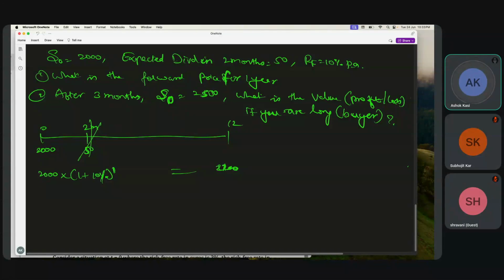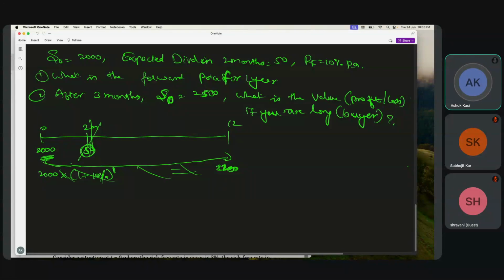2200. So now, because this dividend is also involved in it, what should I do? Right now it is 2000, because people are expecting a dividend of 50 rupees in 2 months. But by the time I calculate the forward price and come over here to the 12th month, in the second month itself its effect is gone.